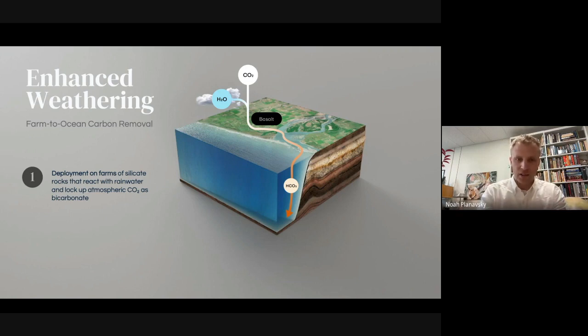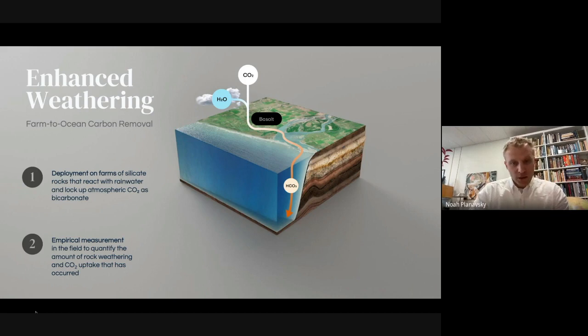That silicate rock, basalt is the most common example, one of the things we'll talk about in detail, is able to lock up atmospheric CO2, which moves from a gas form to an aqueous form as bicarbonate. That is an aqueous form of carbon. So when we're actually doing this at scale, the next step is measuring the amount of weathering that has happened. Quantifying the amount of weathering that's happened is a big uncertainty in this process.